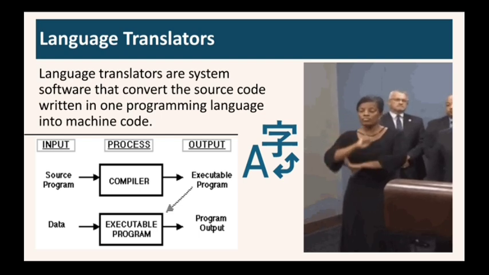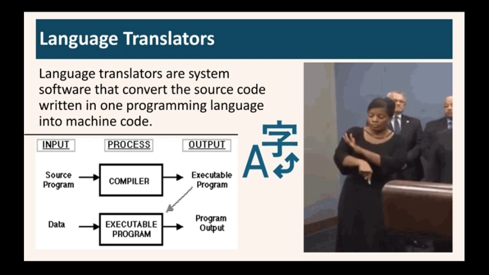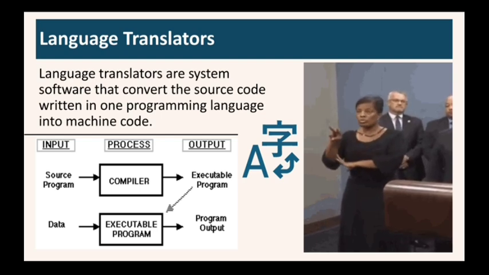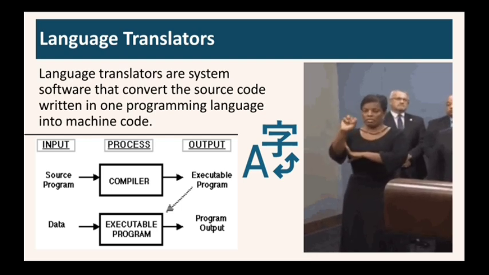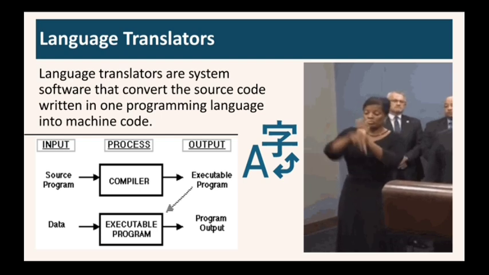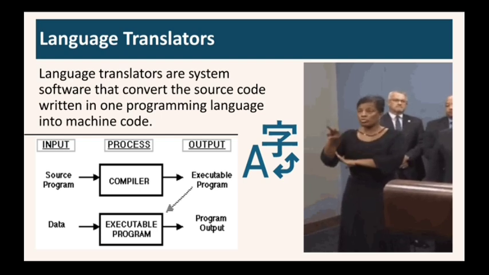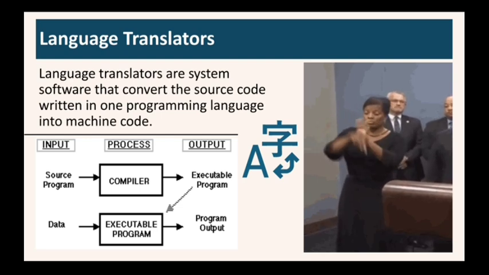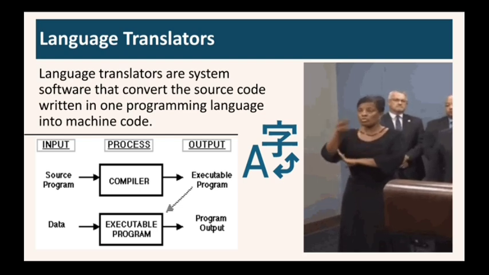When you look at the picture on the right-hand side, you will see a woman interpreting a speech being said by somebody to a set of people who cannot hear and have learned sign language. So what the woman is doing is interpreting the speech to someone who can only understand sign language. So in a computer, language translators are software that convert the instructions written in a high-level language to machine language, which is the primary language of the computer.